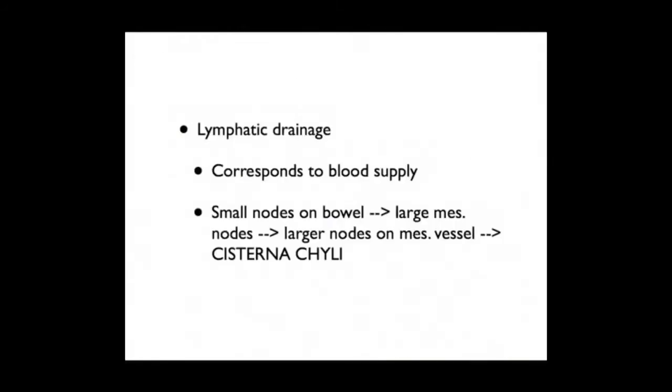Lymphatic drainage. This broadly corresponds to the blood supply, but on a basic level, there are very small nodes found throughout the bowel, and particularly around the bowel wall, and these drain into large mesenteric nodes, which then drain into even larger nodes on the particular mesenteric vessels, and then finally drain into the cisterna chyli. Of course, as you know, the cisterna chyli forms the thoracic duct, which goes up and drains into the left subclavian vein.